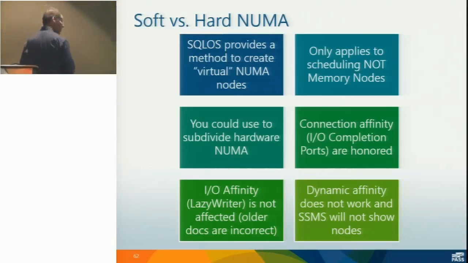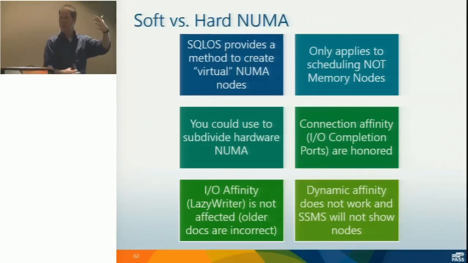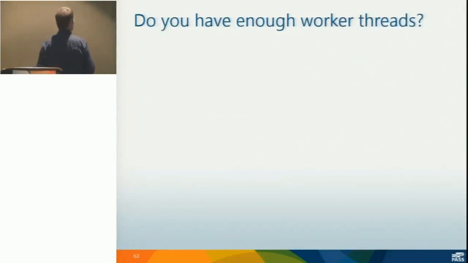And more importantly, dynamic affinity does not work. I've tried it in the scenario I have. And Management Studio will not show you nodes. That's because Management Studio is querying the memory nodes DMV in combination with OS nodes to show you how many nodes you have. And so it's only going to show you 1 node. So that's just some points about soft NUMA.